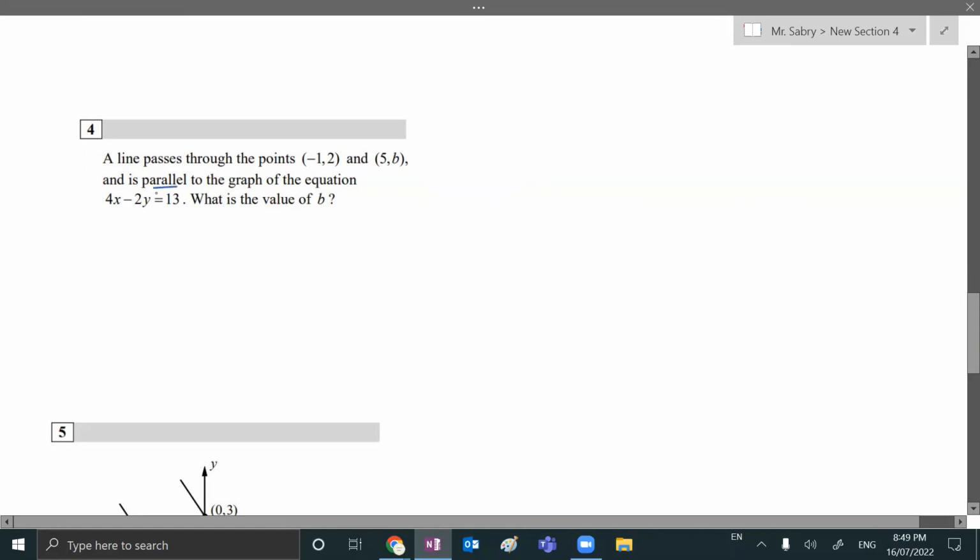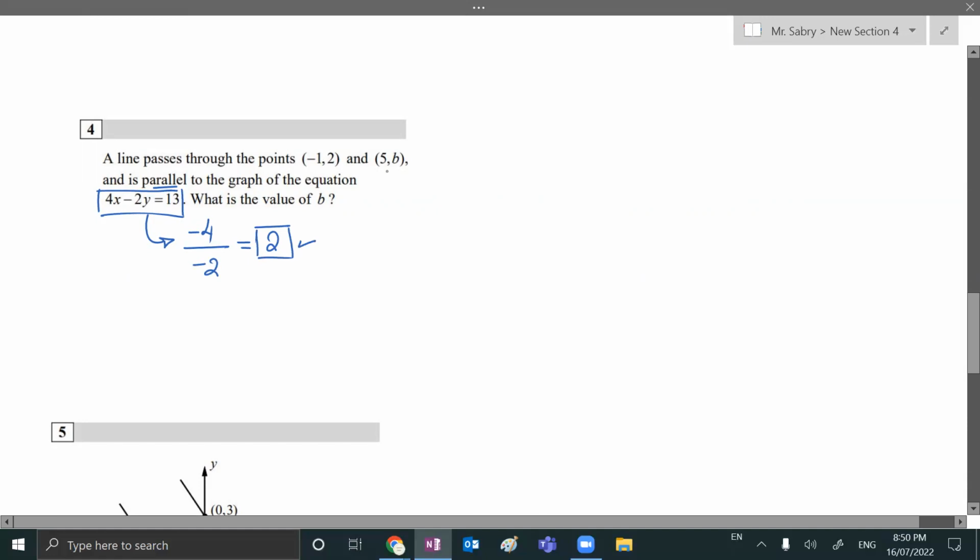So since it's parallel, we know they have equal slopes. Since it's parallel to this line, then we need to figure out the slope of this line. The slope of this line is negative the coefficient of the x over the coefficient of the y, which means that the slope here is 2. So I have a slope of 2.